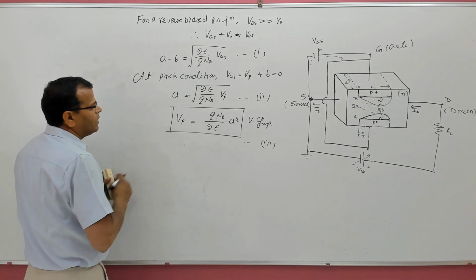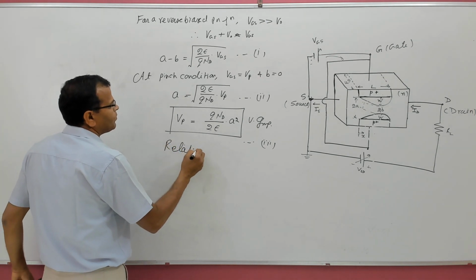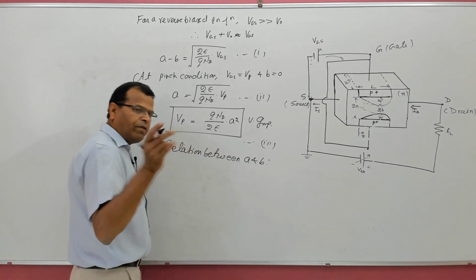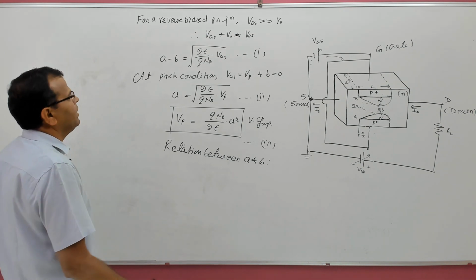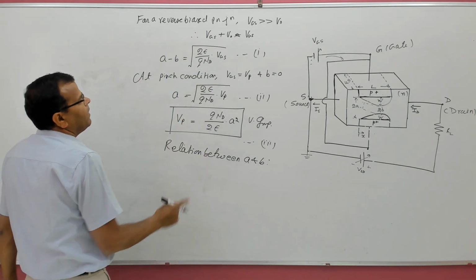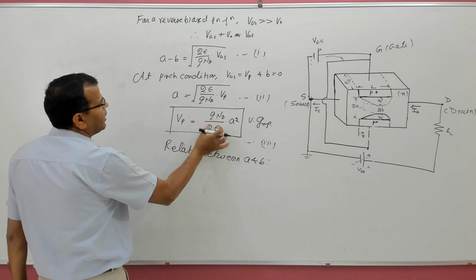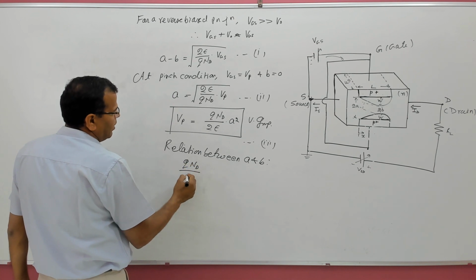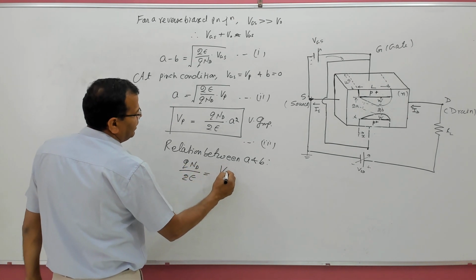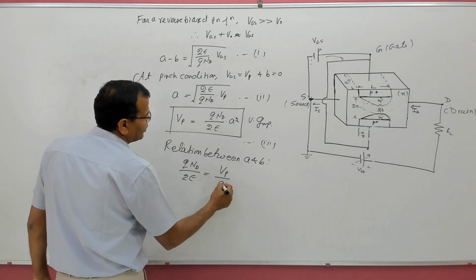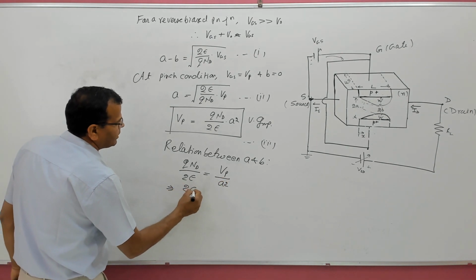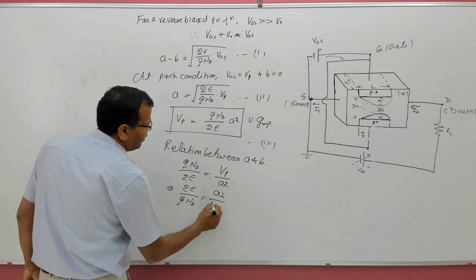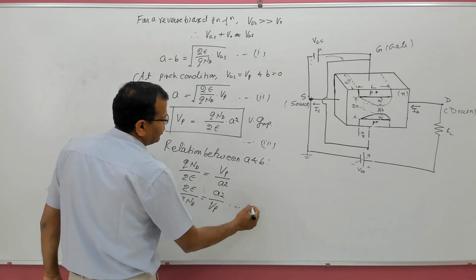That topic is nothing but the relation between A and B. We can derive the expression for relationship between A and B. Let us see that. See it carefully. Q ND upon 2 epsilon is equal to VP by A square, or you can say 2 epsilon by Q ND is equal to A square by VP. So this is equation number 4.